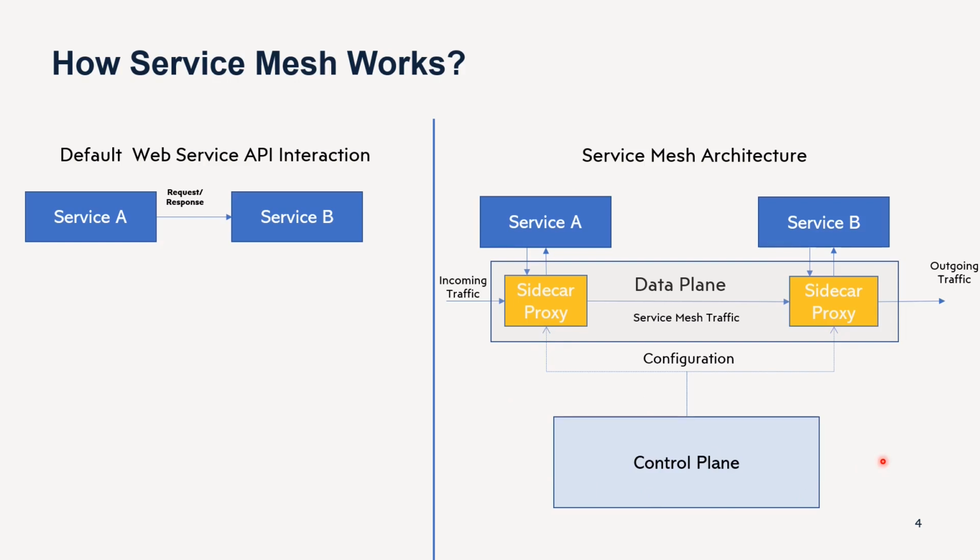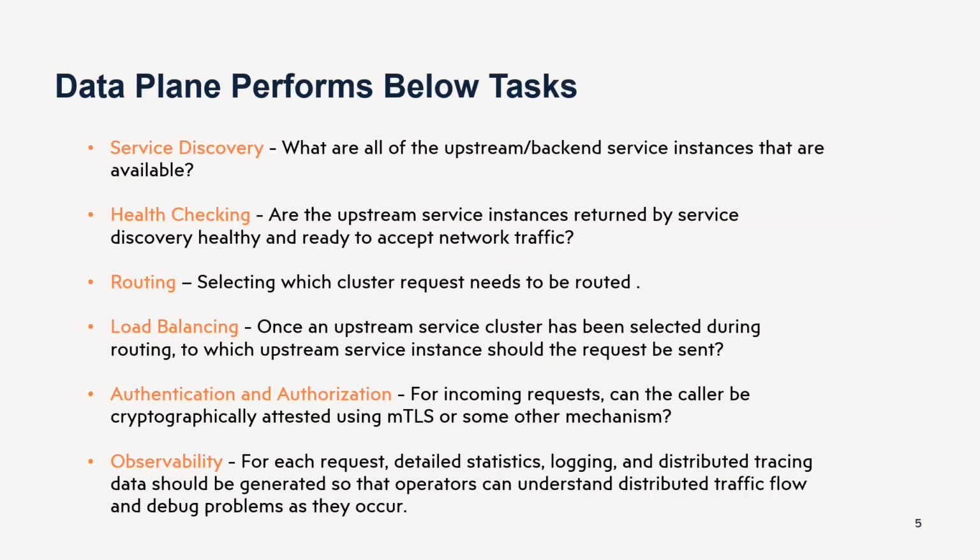The main benefit is that the developer can focus on business logic. Other concerns, security, rate limiting, load balancing, routing, everything is taken care of by the sidecar proxies, right? So now the main components here are the data plane and control plane. Let's understand how they work and what their purpose is.